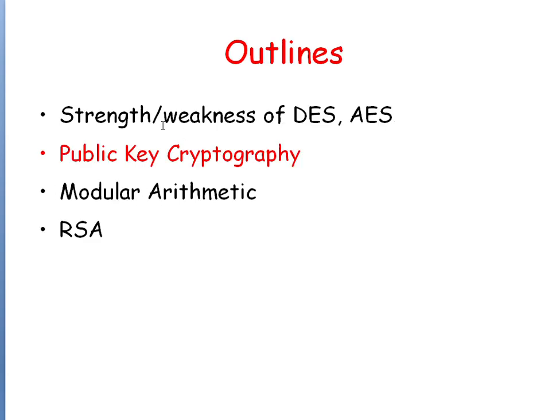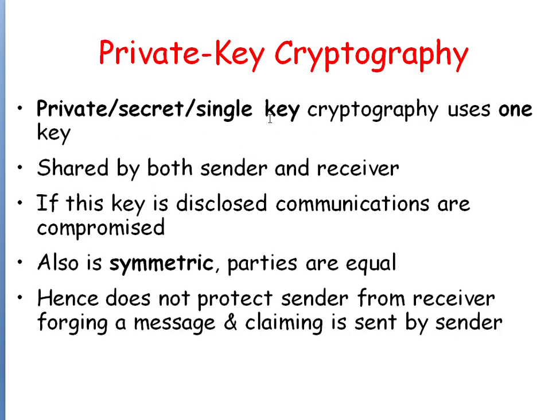In this we saw the strength and weakness of DES and AES. And now we move on to private key cryptography. Single key cryptography is also known as private key or secret key cryptography. It uses one key shared by both sender and receiver. If this key is disclosed, communications are compromised. Also, it is symmetric, that is, the parties are equal, hence it does not protect the sender from the receiver forging a message and claiming it was sent by the sender.